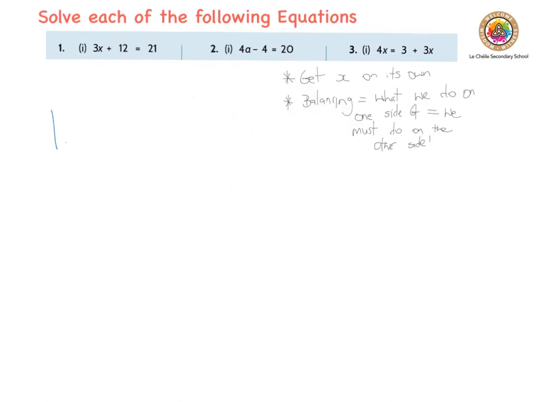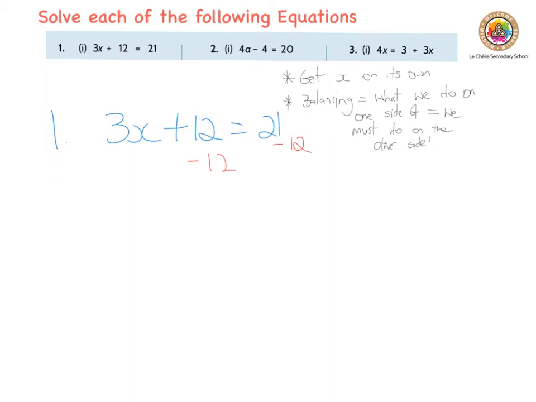Okay, so here in number 1 we have 3x plus 12 is equal to 21. So the first thing I want to do is to get x on its own. And in order to get x on its own, I need to get rid of this plus 12. So what's the opposite of plus 12? Well, it would be to subtract 12. And again, if I do that on this side of the equal sign, I must also do it on this side. So here I'm going to have minus 12 as well.